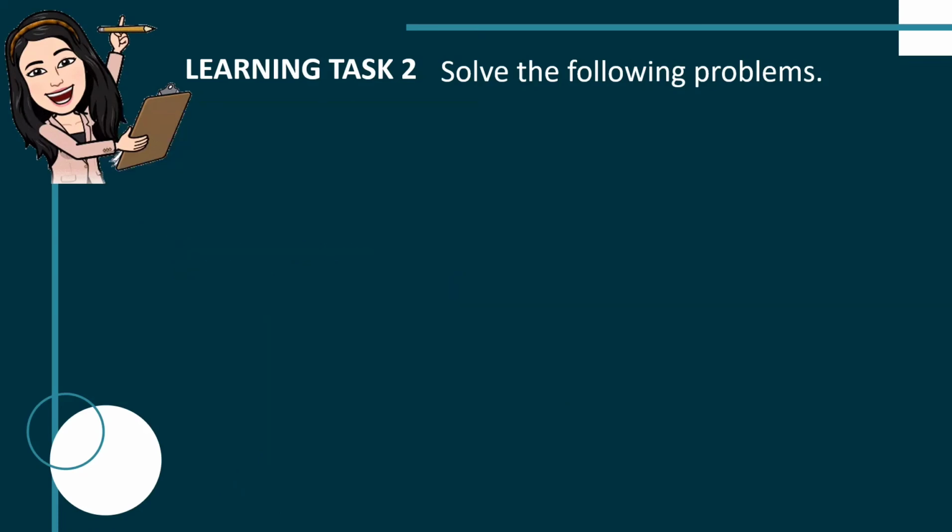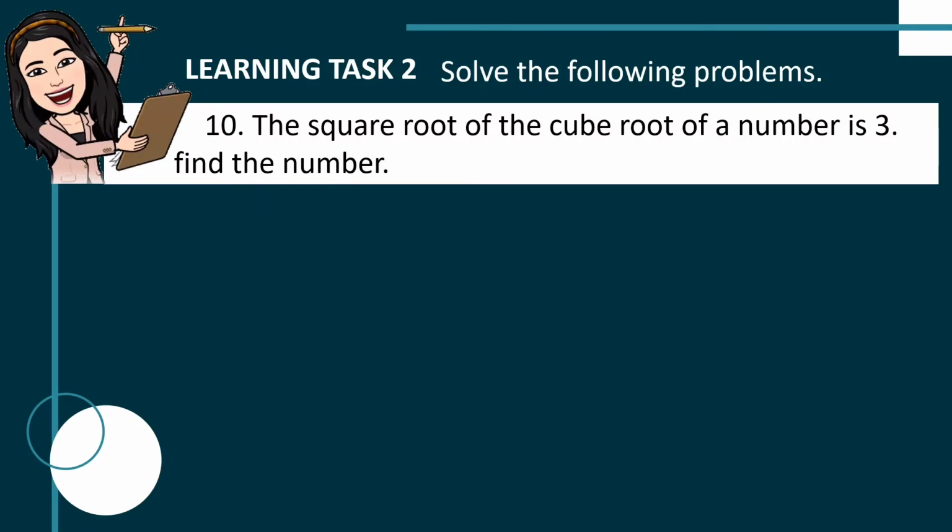Alright, so let us have our last problem. The square root of the cube root of a number is 3. Find the number. So, di ba nakakalito? Square root ng cube root ng number is 3. So, what is the number? Let us represent it as x. Let x be the number or a number. Now, isa-isahin natin yung bawat problem. Or let us work backward. The square root of the cube root of a number. So, unahin muna natin yung cube root of a number.